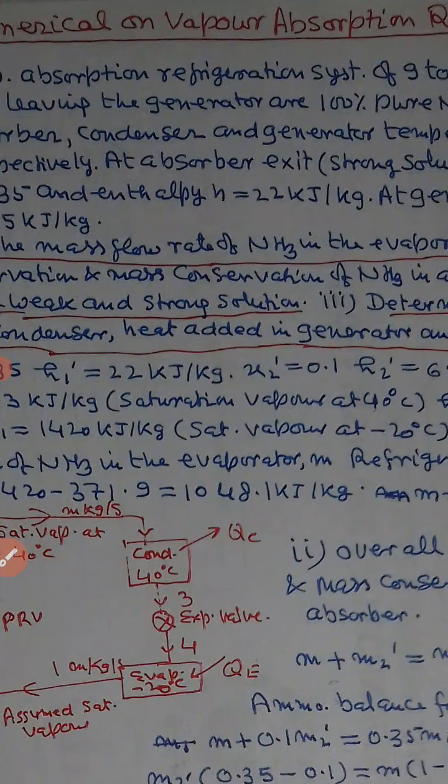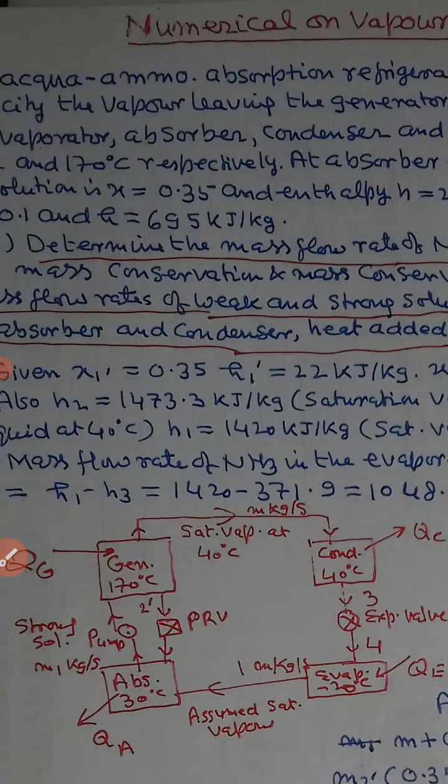Now, what are the given things? We will concentrate on that first. That is X1 dash, it is given 0.35, H1 dash 22 kilojoule per kg, X2 dash 0.1, H2 dash 695 kilojoule per kg.